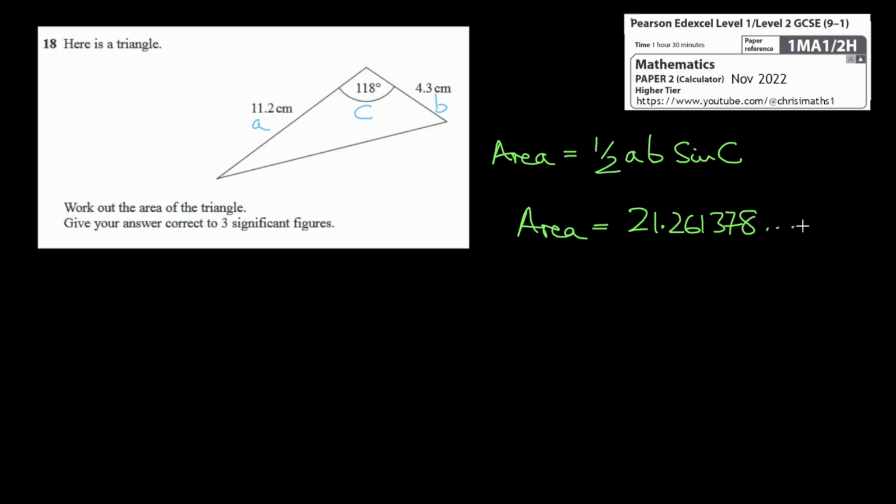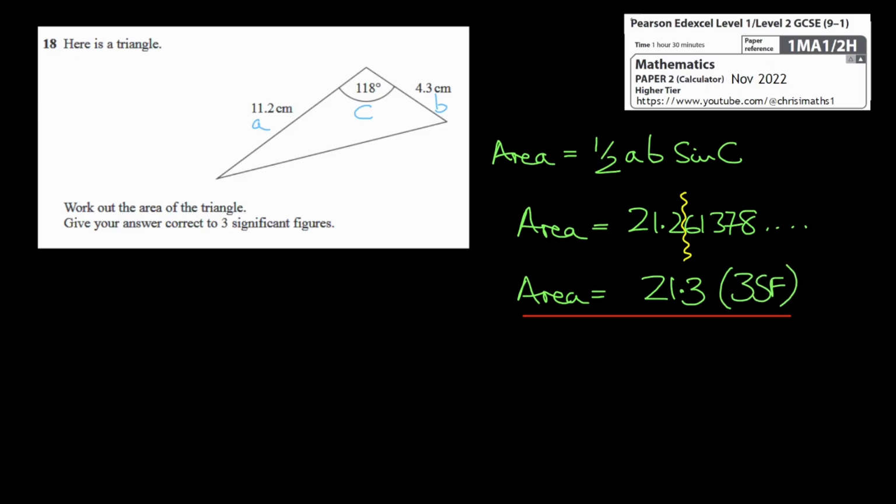21.261378. That goes on, and they need it to 3 significant figures, which means our cut will be here, which means that the area is equal to 21.3, and this is to 3 significant figures. And that's your answer.